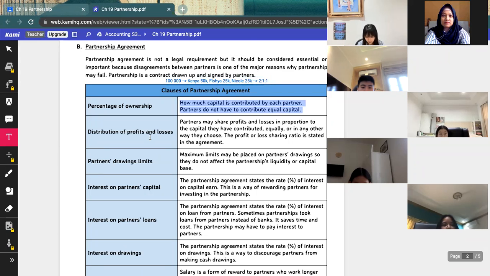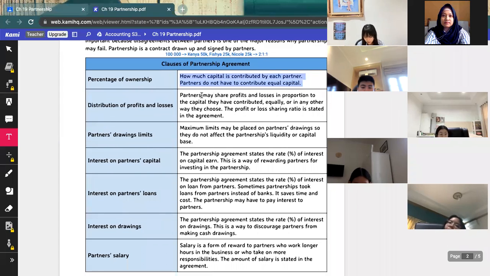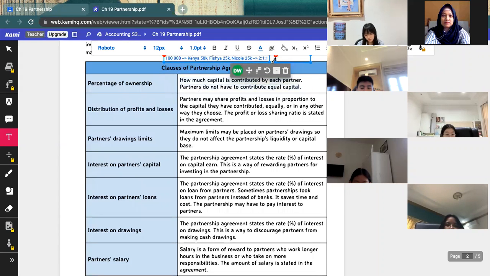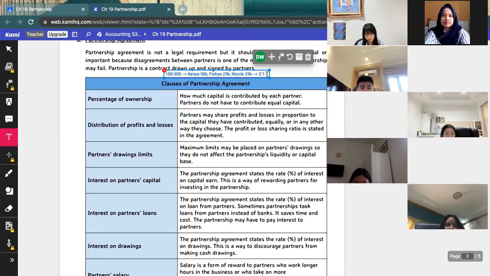Now next, distribution of profits and losses. Partners may share profit and losses in proportion to the capital they have contributed. For example, in this case, 2 to 1 to 1. It means whenever there's a profit, Kenya will get 2 out of 4 portions. Nicole will get 1 out of 4 portions, and Fisher also gets 1 out of 4. How do I know that? Because the proportion here is 2 to 1 to 1, and 2 plus 1 plus 1 is 4. So Kenya will get 2 over 4, which is half of the profit, Nicole 1 over 4 and Fisher 1 over 4.